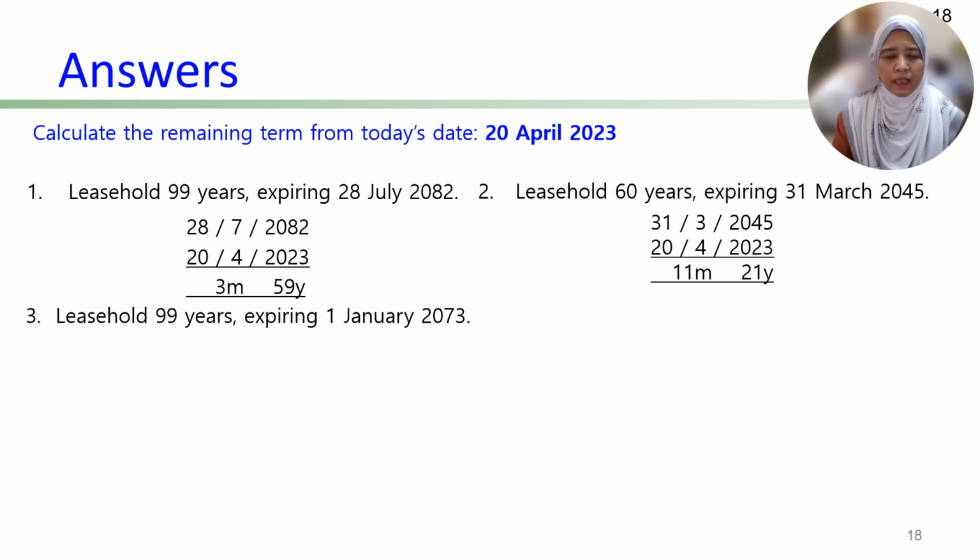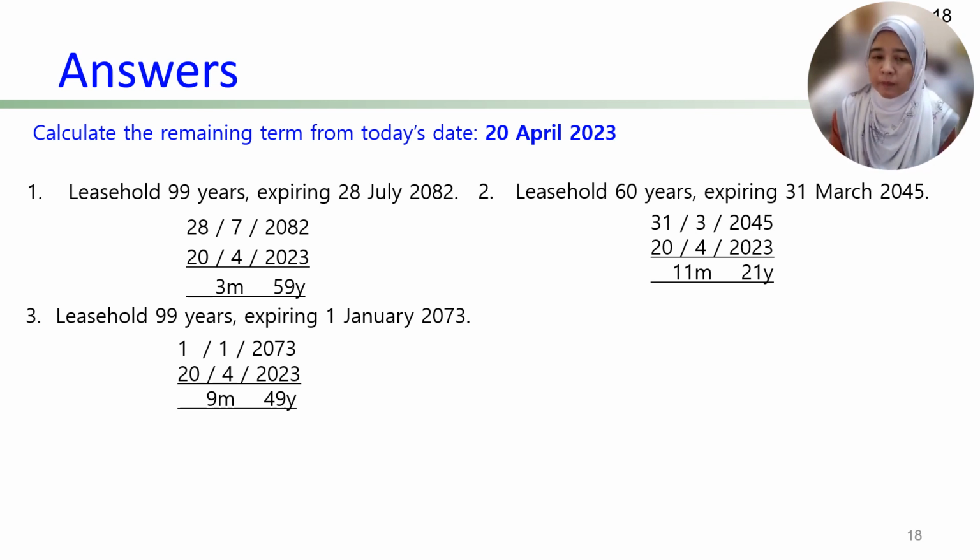Now this is again quite a straightforward example, not very straightforward because the month of the expiry date is lower than today's date, which is April. Okay, so again you borrow 1 year, 12 months from the expiry year just now. Okay, so 1 plus 12, that's 13. 13 minus 4 is 9 months. And then you have 2073, you minus 1 year just now. 2072 minus 2023, you have 49 years. So the unexpired term is 49 years, 9 months.